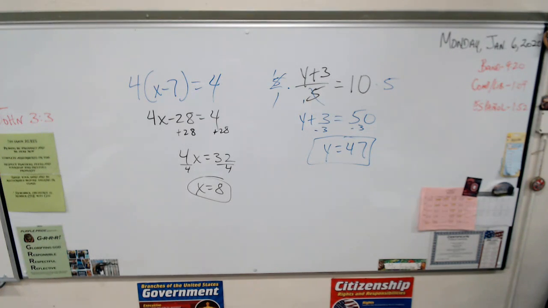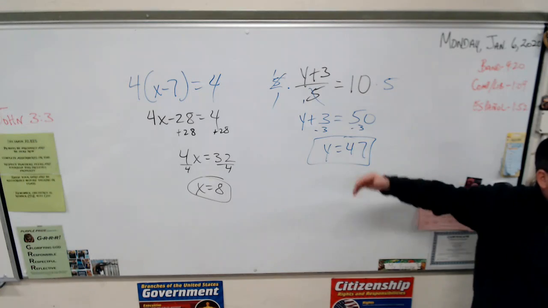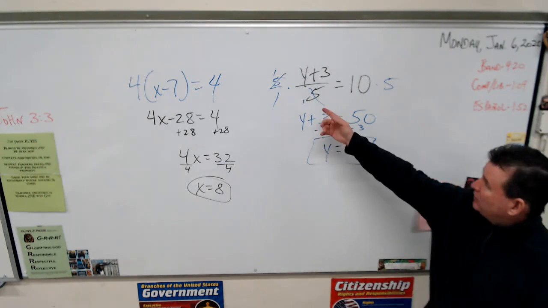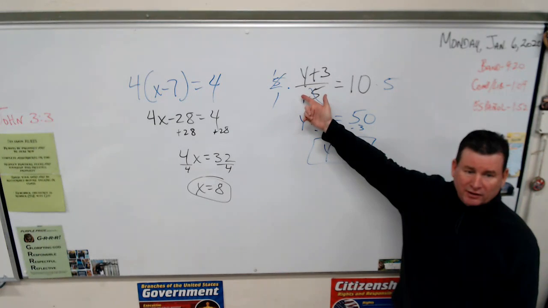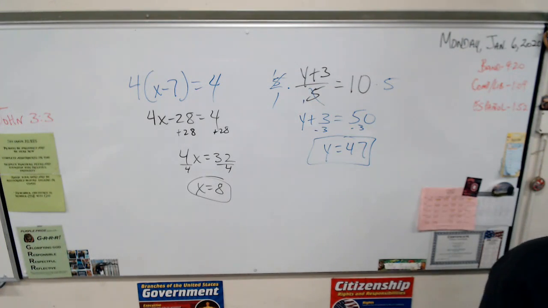Page 282 and 283. Solving equations that have fractions and decimals in them. We are going to eliminate fractions and decimals, similar to what we did here. We don't have to deal with fractions. We can multiply and get rid of those, and decimals as well.